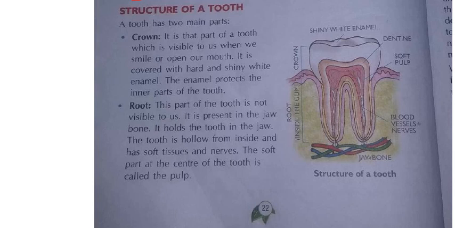Okay. Now in this class we shall move to the next topic, that is the structure of the tooth, meaning how our tooth is made. See, this is the figure of the tooth. It consists of how many parts and how they are arranged, everything we shall learn in detail. A tooth has how many parts? Two parts.